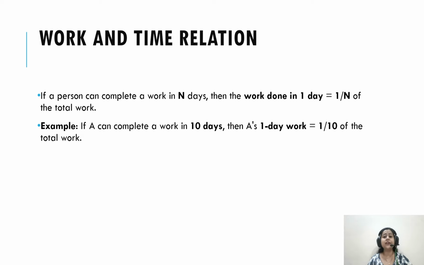For example, if A can complete a work in 10 days, then in 1 day it can complete the reciprocal of the total duration, that is 1 by 10 of the whole work. Okay, so that is how the relation between work and time is established.